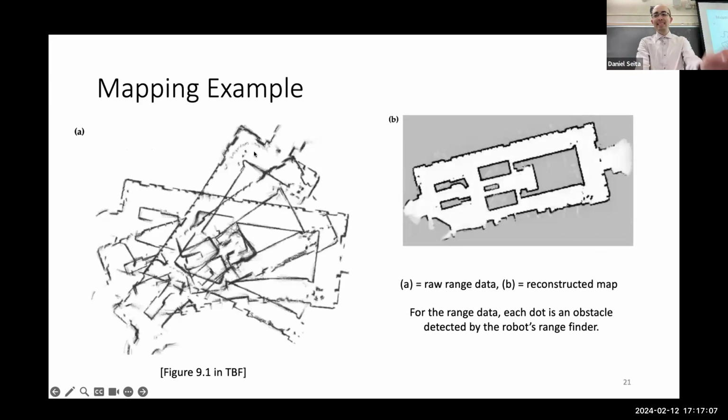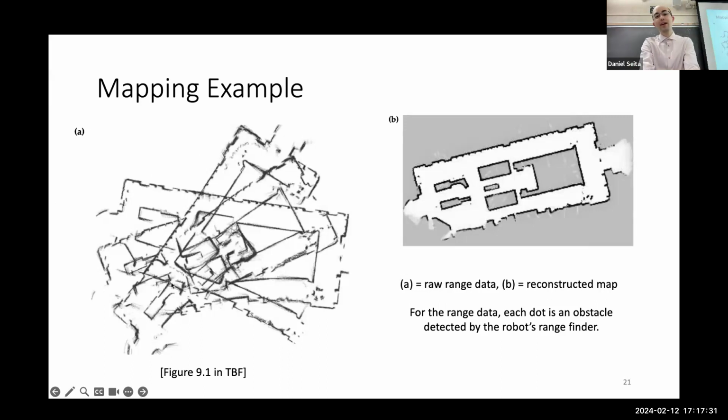So this is a mapping example from the textbook. Imagine that the left is your data from the range sensor. Whenever the robot is at some location and shoots out a beam from the range sensor, you get some kind of black dot. Then you combine all those together, and you get something that looks like this.